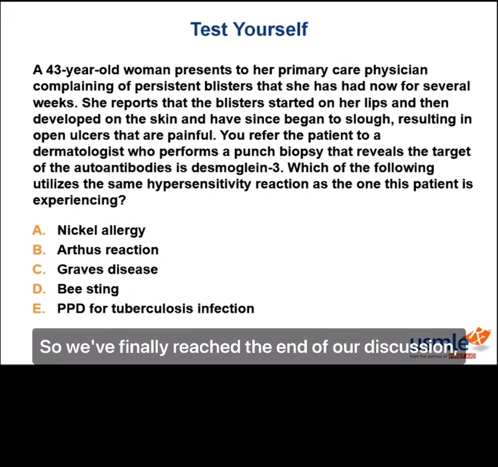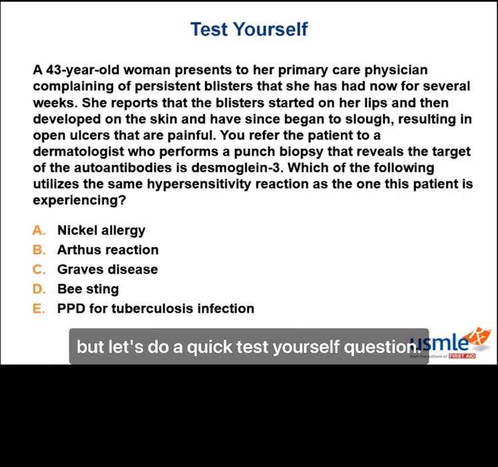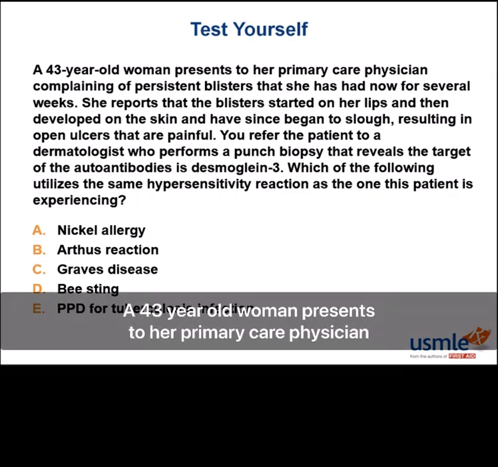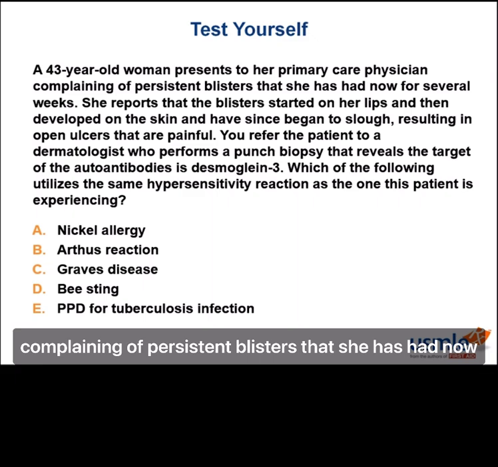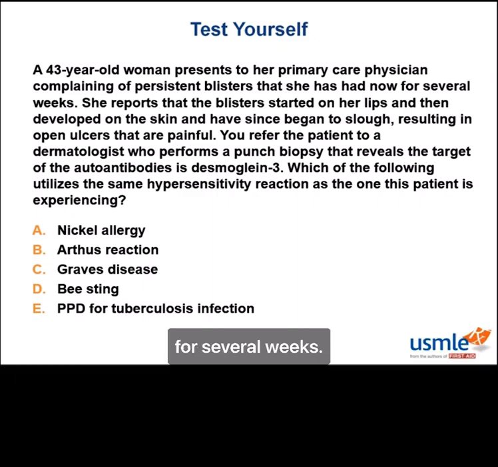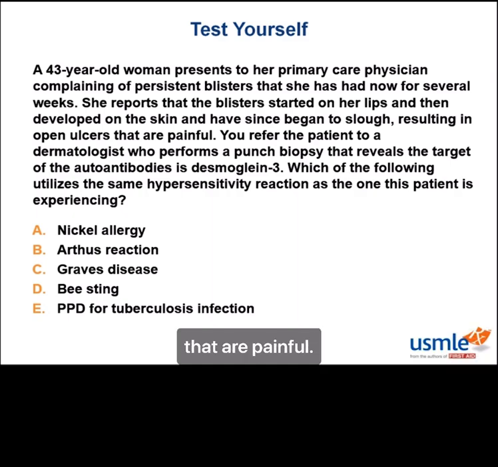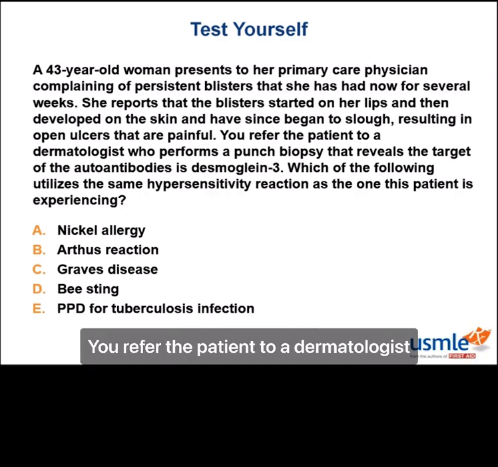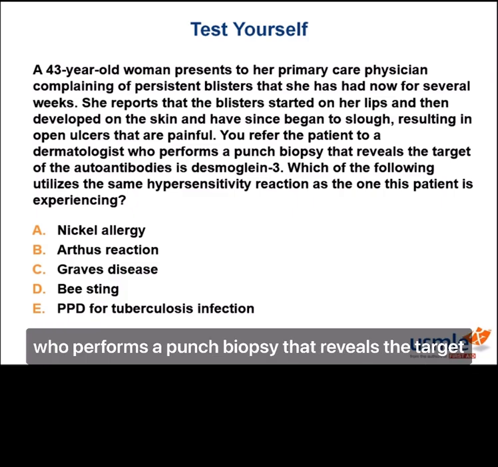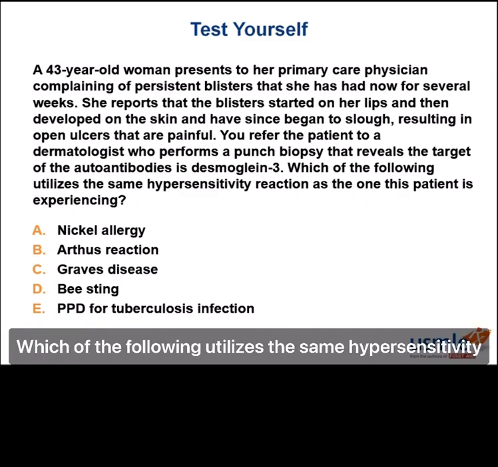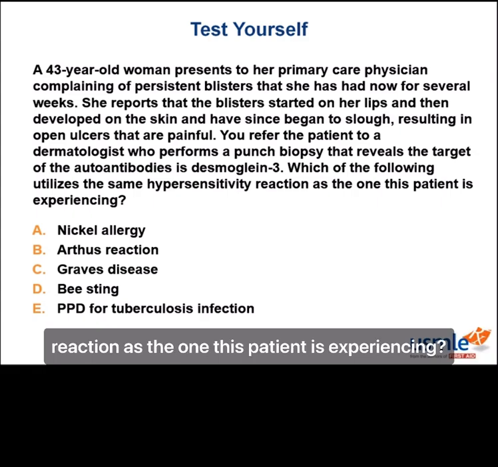So we've finally reached the end of our discussion, but let's do a quick test yourself question. Pause the video to read it on your own and think through it. A 43-year-old woman presents to her primary care physician complaining of persistent blisters that she has had now for several weeks. She reports that the blisters started on her lips and then developed on the skin and have since begun to slough, resulting in open ulcers that are painful. You refer the patient to a dermatologist who performs a punch biopsy that reveals the target of the autoantibodies is desmoglein 3. Which of the following utilizes the same hypersensitivity reaction as the one this patient is experiencing?